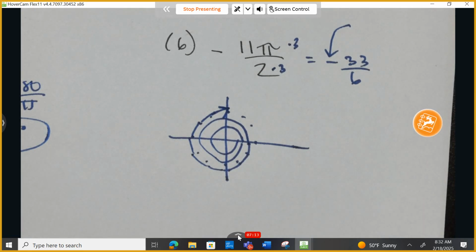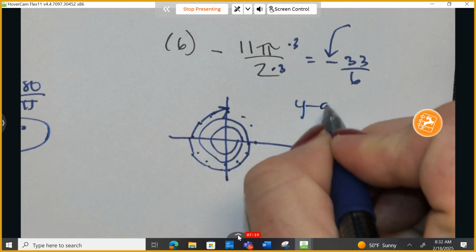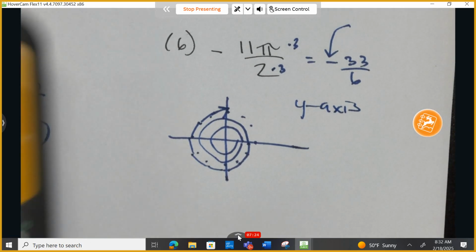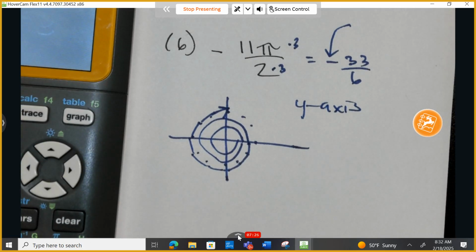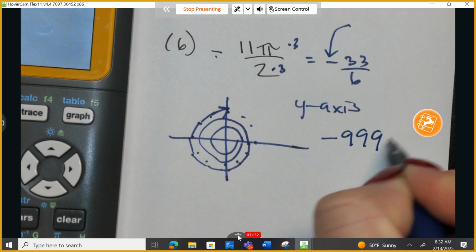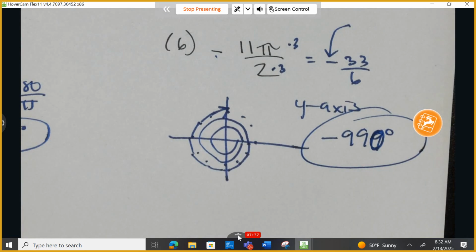Now, which quadrant am I in? I'm not in any quadrant. Quadrants are like the rooms. What axis is this? I'm on the y-axis, and then I'm going to convert this right now. So I'm going to take 11 times 180, and then I'm going to divide it by 2. Make sure we include that negative sign. Negative 990 degrees would be where that terminal angle lands.